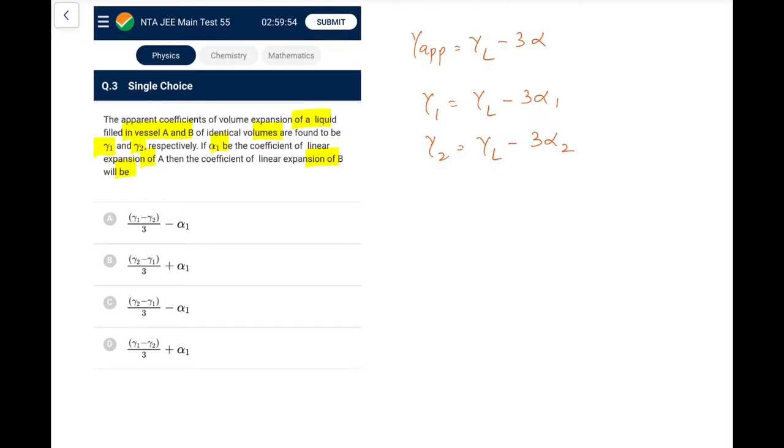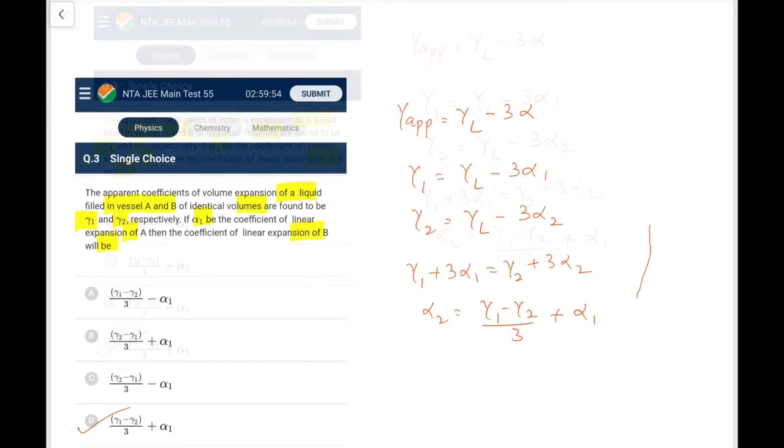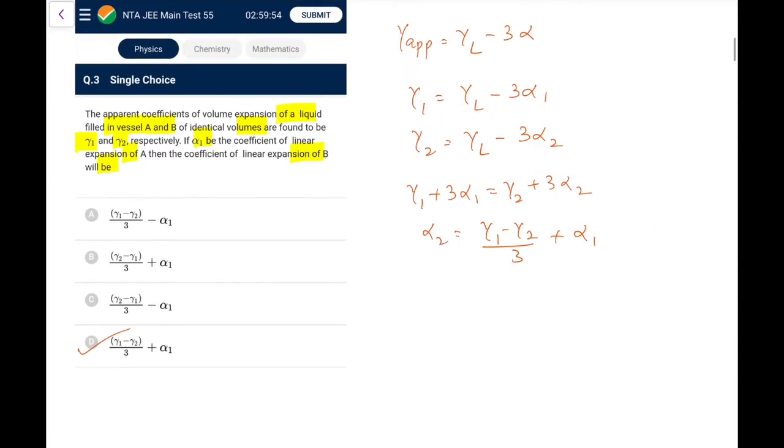So just equating gamma L from both sides, gamma 1 plus 3 alpha 1 would be equal to gamma 2 plus 3 alpha 2. So what I get is alpha 2 as gamma 1 minus gamma 2 by 3 plus alpha 1. That is what I am getting. So looking at these options carefully, I will be getting the value as gamma 1 minus gamma 2 by 3 plus alpha 1. Though it seems clear that the answer given is wrong, it should be gamma 1 minus gamma 2 by 3 plus alpha 1. That I'm sure, I've checked it.